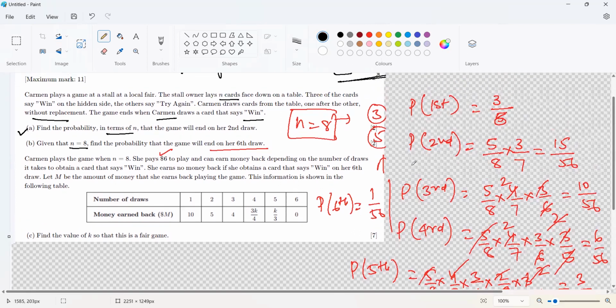So we have found out all the probabilities. Let's make the first one also have the denominator 56. So 3 upon 8, it will be multiplied by 7 and 7. So it will be 21 out of 56.